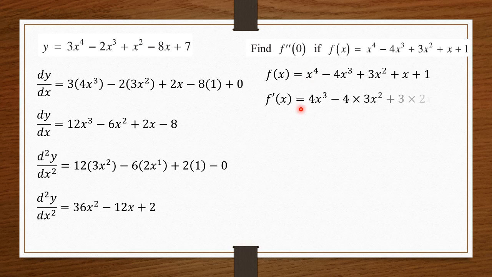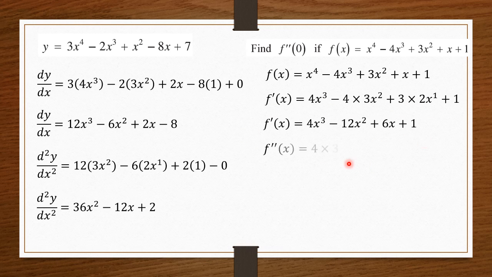Now x raised to 4 becomes 4x cube. X cube is there, so 3x square. I hope you guys are getting what I am doing here. X square becomes 2x raised to 1, x becomes 1 and 1 becomes 0, so I am not writing it down here. You must be well versed with how it goes. So in the next step I am simplifying the whole equation. 4x cube plus 4 3s are 12x square plus 3 2s are 6x plus 1. So now this is the first order differentiation.